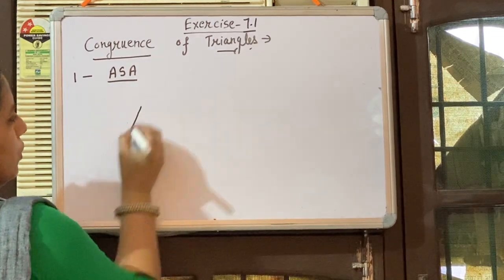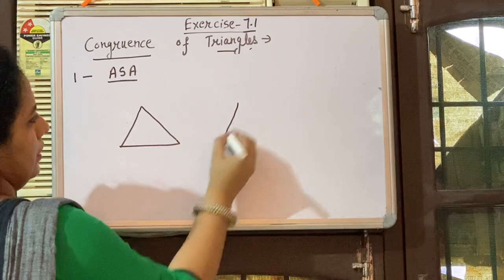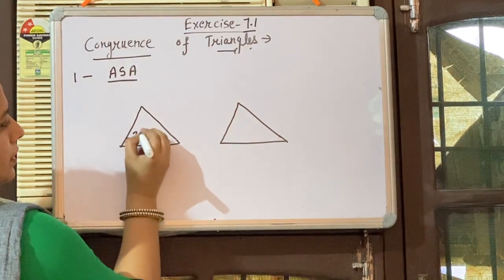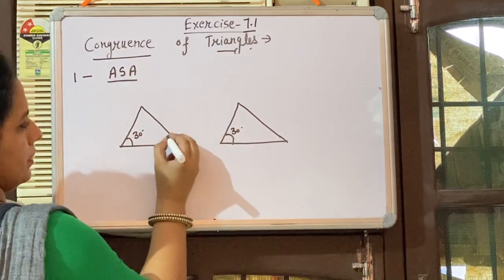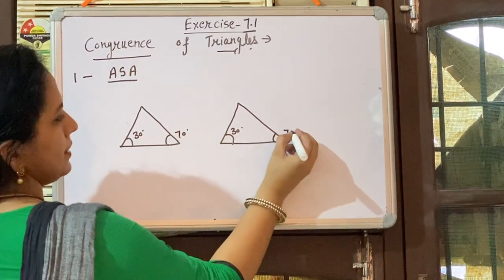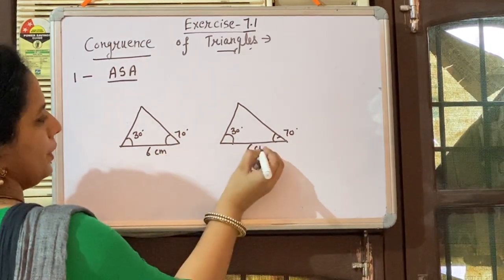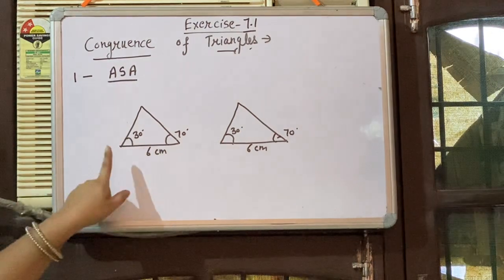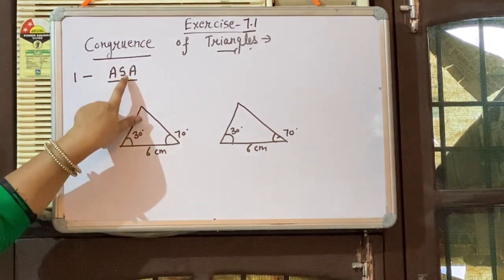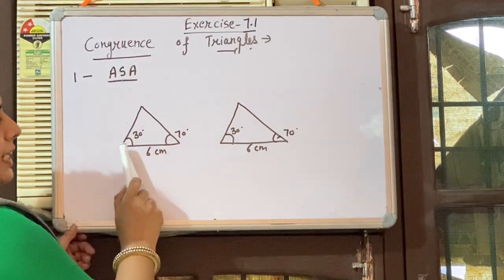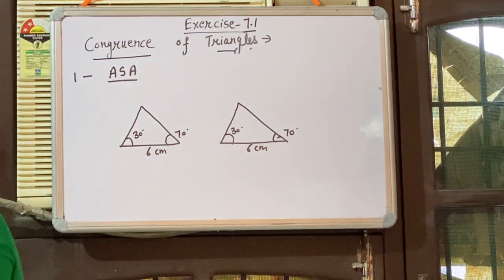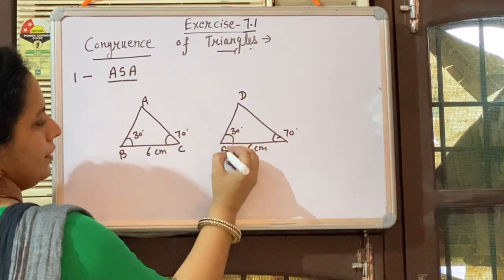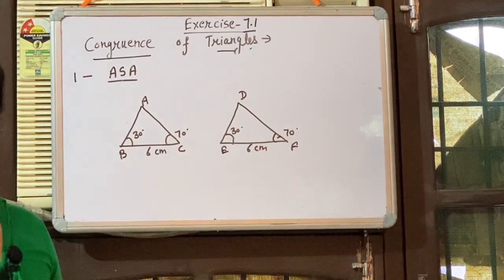That means if we draw two triangles such that angle side angle, its two angles and included one side are equal in the two triangles, that is, its two angles and the included side written in between both of the angles, that means the side included between both of the angles is equal, then we say that these two triangles are congruent by the rule to be followed, which is ASA rule.